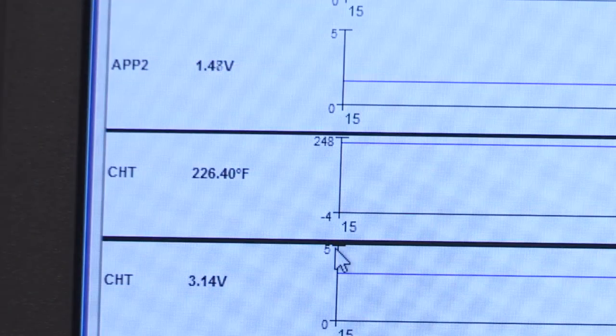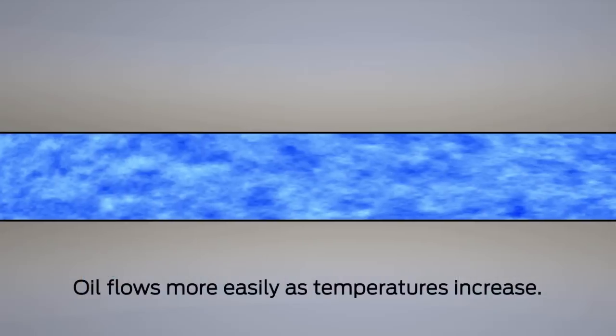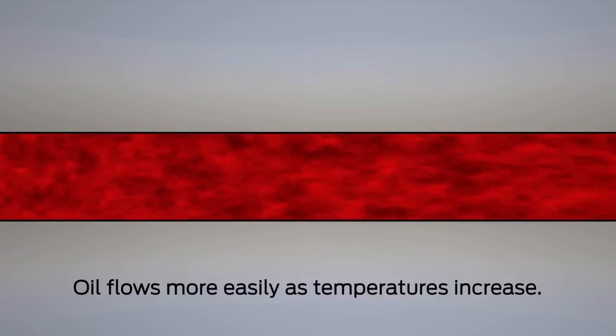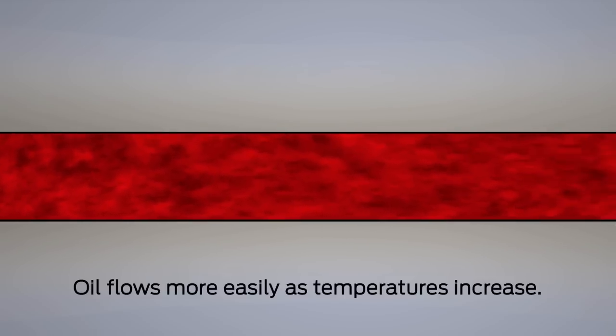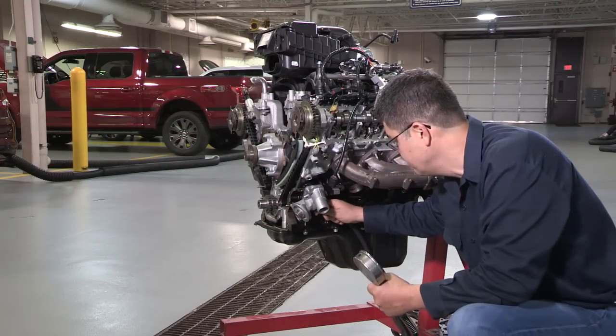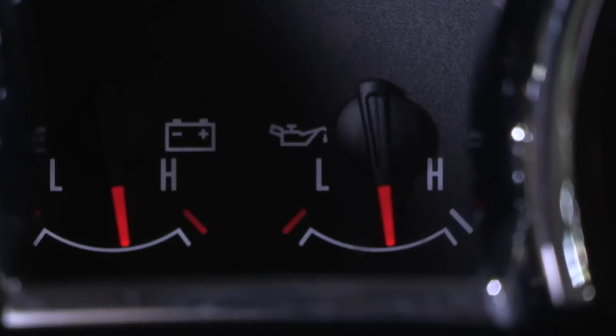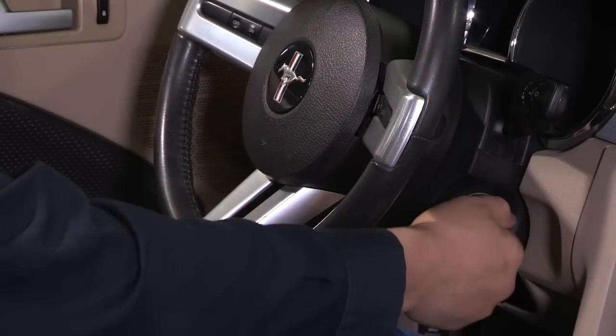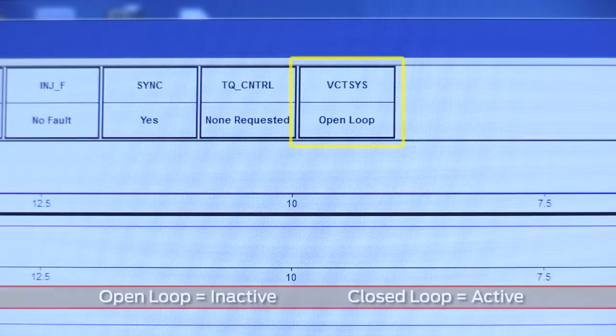Make sure the engine is at normal operating temperature when you perform the test. Since temperature will impact the viscosity of the oil, the accuracy of an oil pressure reading can also be affected. Use a mechanical gauge at the oil filter adapter pressure switch. Instrument panel readings are not acceptable for this task. Start the vehicle. Don't touch the accelerator pedal. That keeps the VCT system inactive.